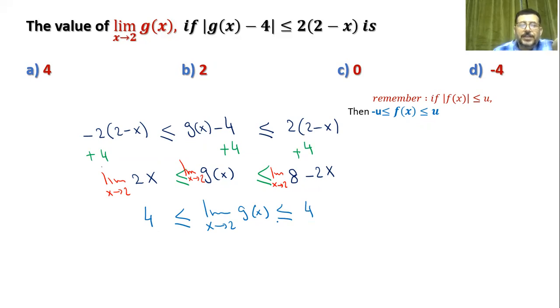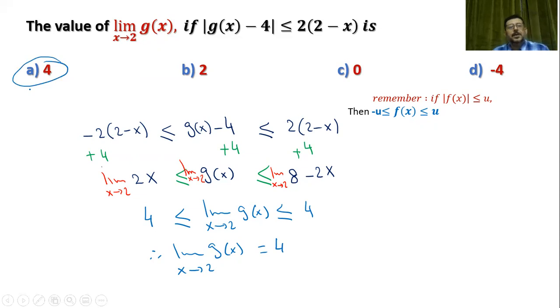This is the squeeze theorem, or sandwich theorem. So the limit of g of x as x approaches 2 is between 4 and 4. So it must be 4. Then the limit of g of x as x approaches 2 equals 4. So the right answer is A.